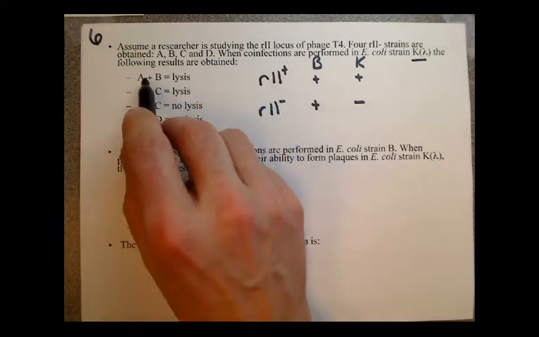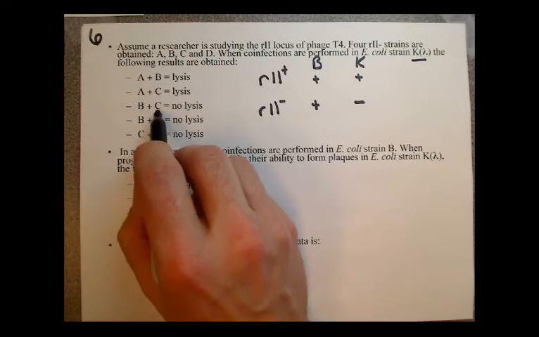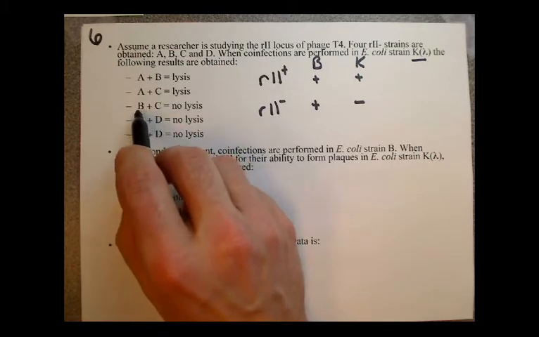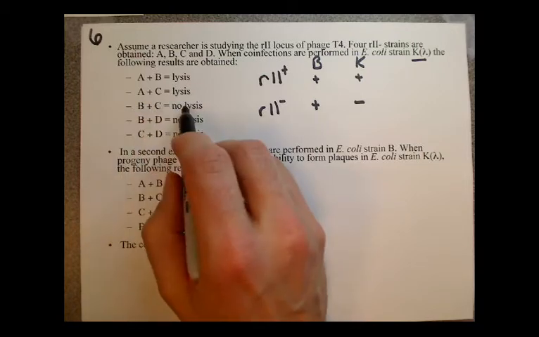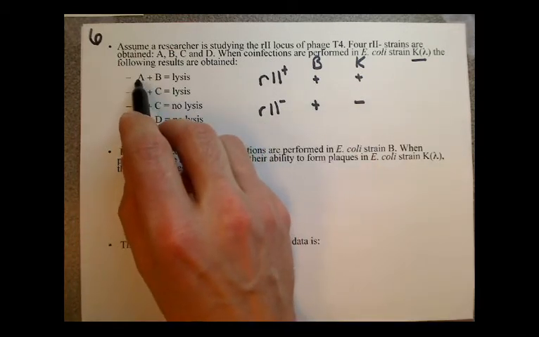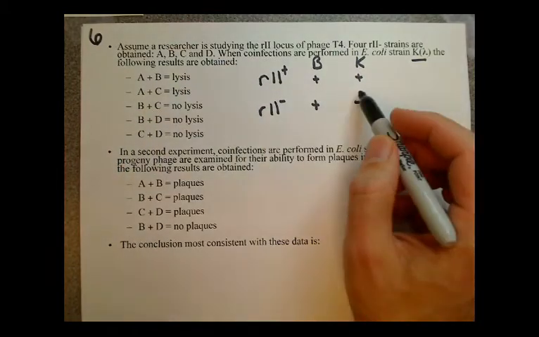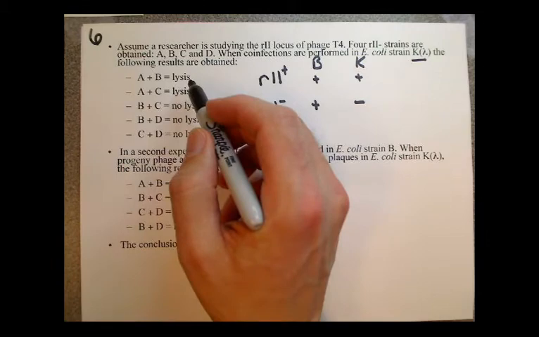So if mutations, say, in gene B and gene C, or sorry, I shouldn't say gene, if mutations in B and C, these two different mutants, are in the same gene, you will not get lysis, so that's the mutant phenotype. But if they complement each other, like A and B here, you do get lysis, meaning that these mutations must be in different genes.